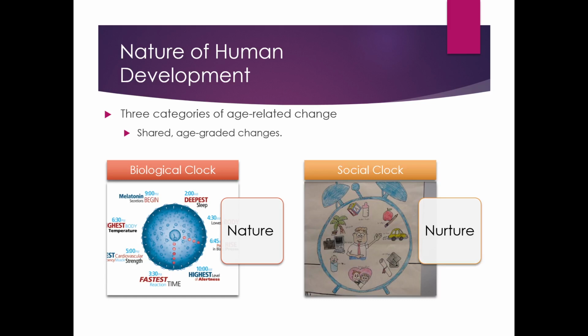Shared age-graded changes that are nurture-based, we typically call this the social clock. Now, this is kind of a controversial subject these days. Some people say there is no such thing as a social clock anymore. A social clock is sort of a culturally based set of expectations about what a person would be doing at different ages. I don't know why it's so controversial that there's a social clock, because there's clearly a social clock. I mean, it's culturally based. And so the social clock in one culture may be different from the social clock in another culture.